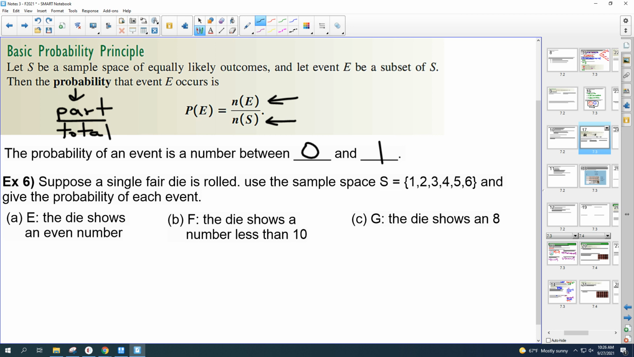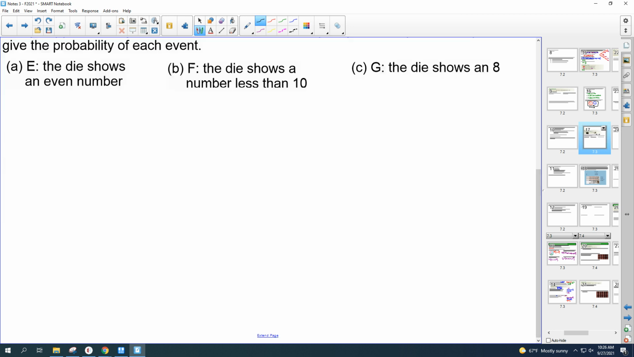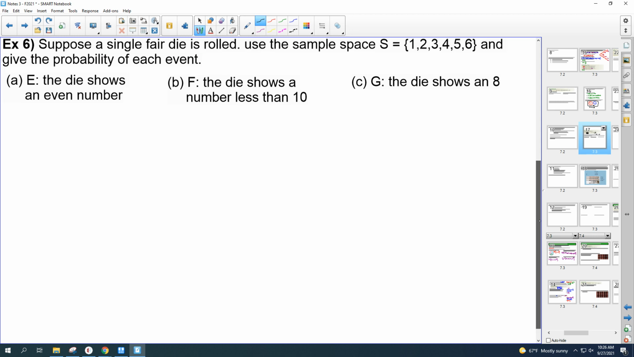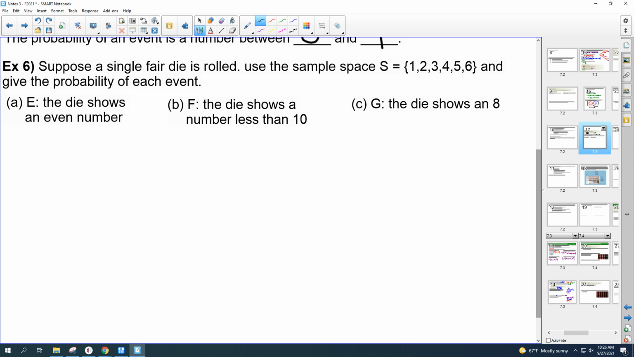Number 6. Suppose a single fair die is rolled. Use the sample space S and give the probability of each event. E, the die shows an even number. Okay, all you have to do is how many over how many. That's it.